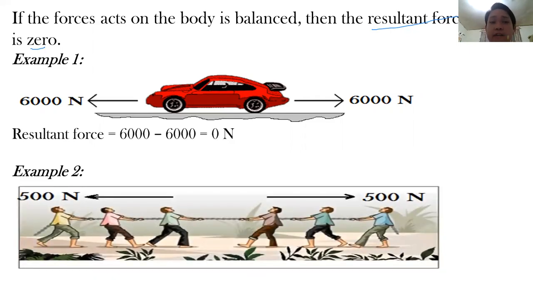We have two opposite forces. We have 500 newtons, the force going to the left, and the force going to the right, which is also 500 newtons. So it is balanced. Therefore, as expected, when we try to get its resultant force, since it's balanced, what do you expect? The resultant force becomes 0 newtons. So 500 minus 500 is equal to 0 newtons. I hope you can follow. A very simple illustration.